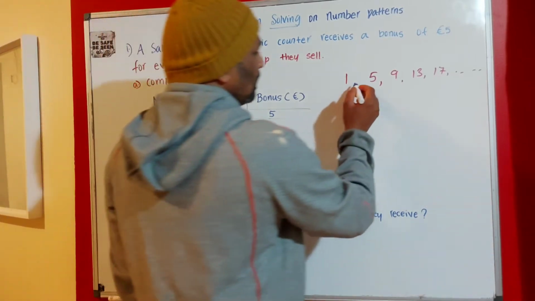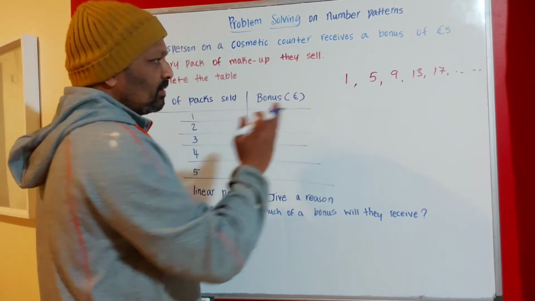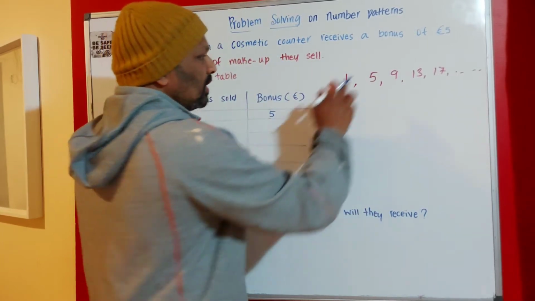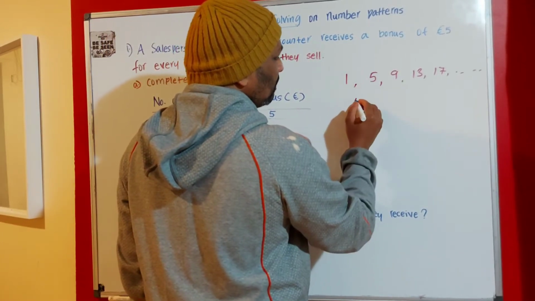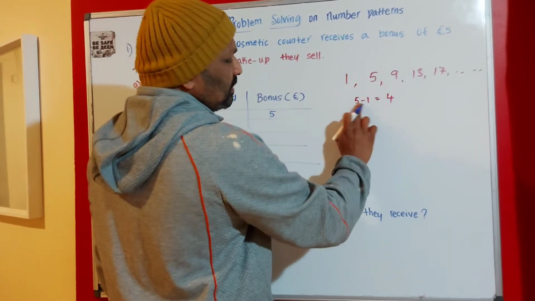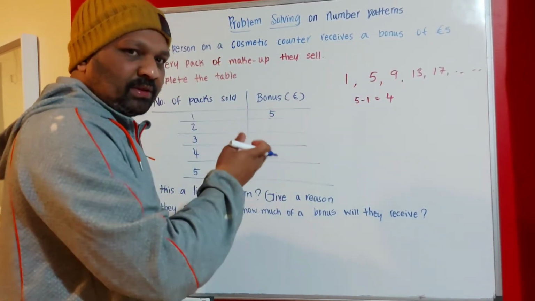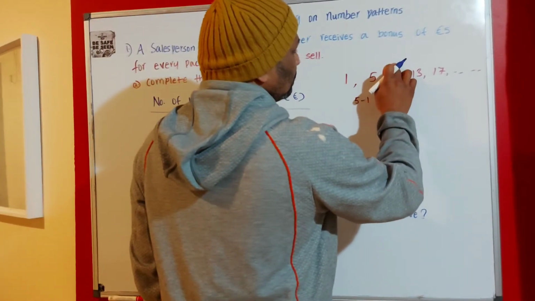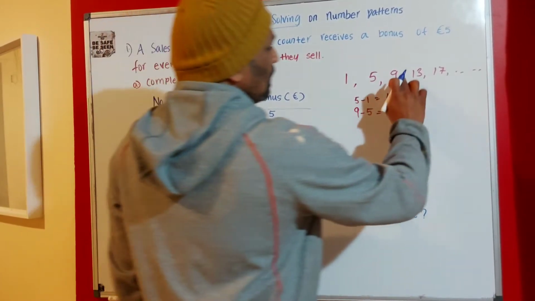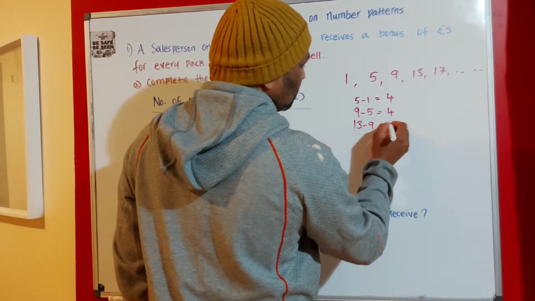Let's find the common difference here. When computing the common difference, we take the later term minus the previous term. What is the difference between 5 and 1? 5 minus 1 is 4. Similarly, 9 minus 5 is also 4, and 13 minus 9 is also 4.